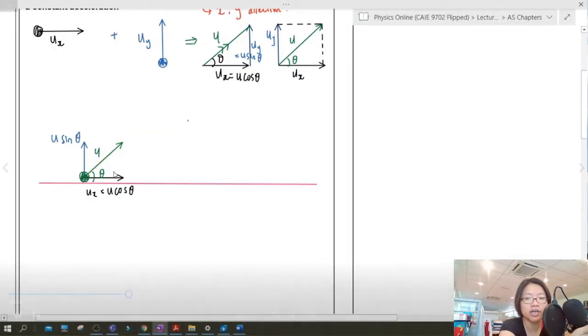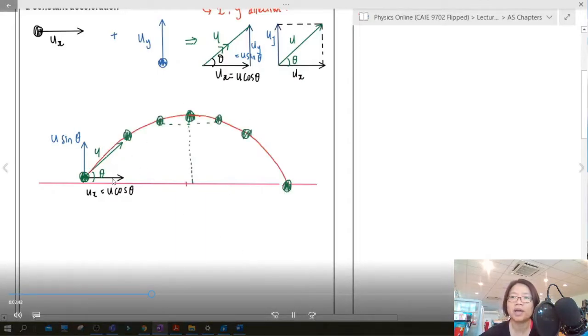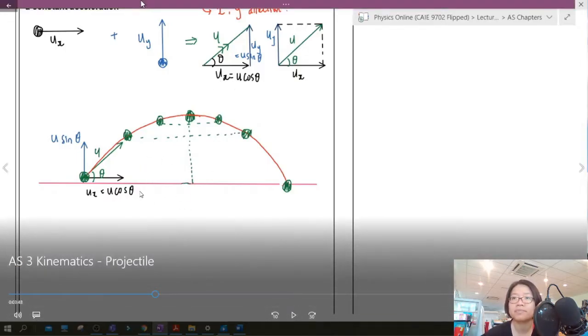So the trajectory will approximate a parabola. It will look like a parabola, and what I'm drawing is the ball at equal time intervals. You can see initially the ball would travel a larger vertical height, because the ball was faster.